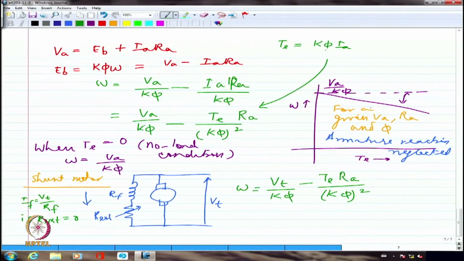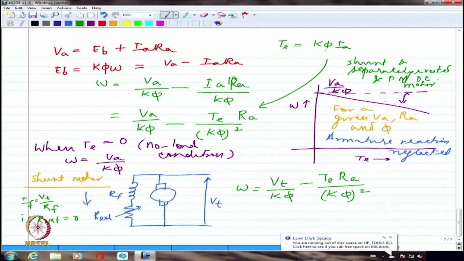So this is essentially the characteristics for shunt as well as separately excited and also for PM DC motor. So this gives me basically the characteristics for all three types of motors, that is separately excited motor, PM motor as well as shunt motor. All of them are going to have almost similar characteristics because I am assuming that I am not including any extra resistance in the field circuit. That's what I am assuming.